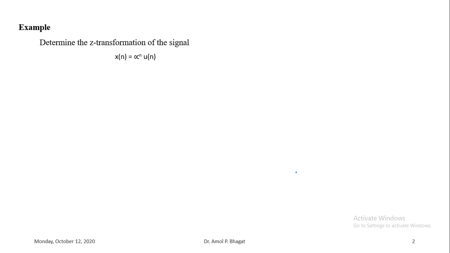So again here you have to determine the Z transform of the signal x of n is equal to alpha to the power n u of n. Okay, so again in this case the given signal is x of n is equal to alpha to the power n u of n.